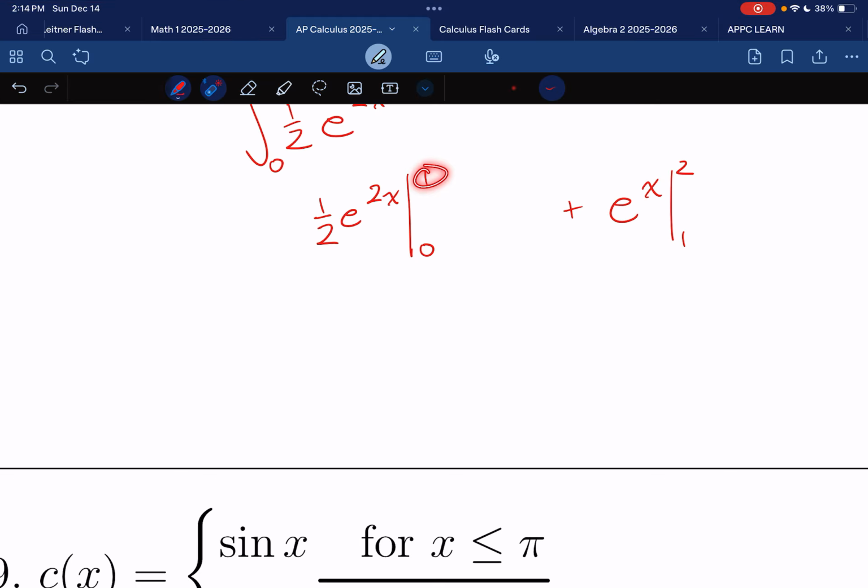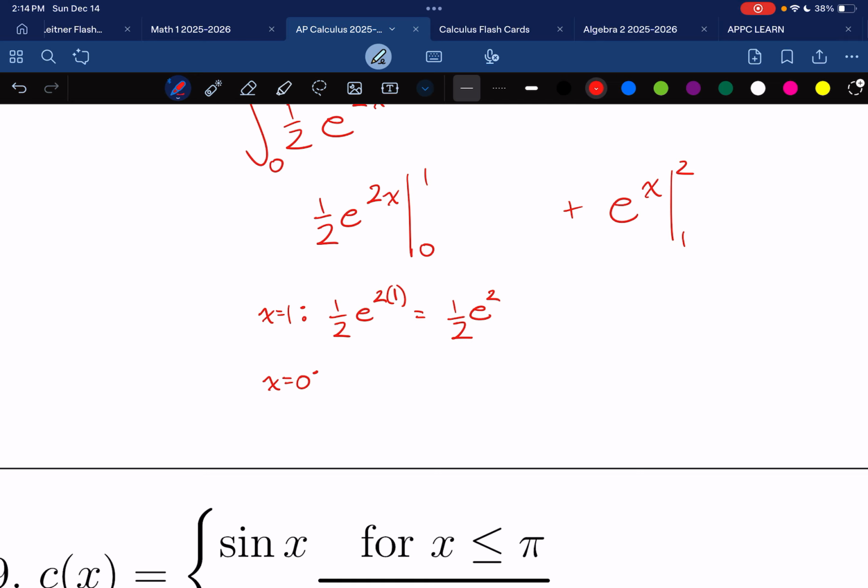When I plug in 1 first, when x is equal to 1, I'm going to have 1/2 e to the power of 2 times 1, but 2 times 1 is 2. That's going to be 1/2 e to the power of 2, or e squared. And when x is equal to 0, you might be tempted to say the answer is 0. But whenever you have e house, that's usually not the case.